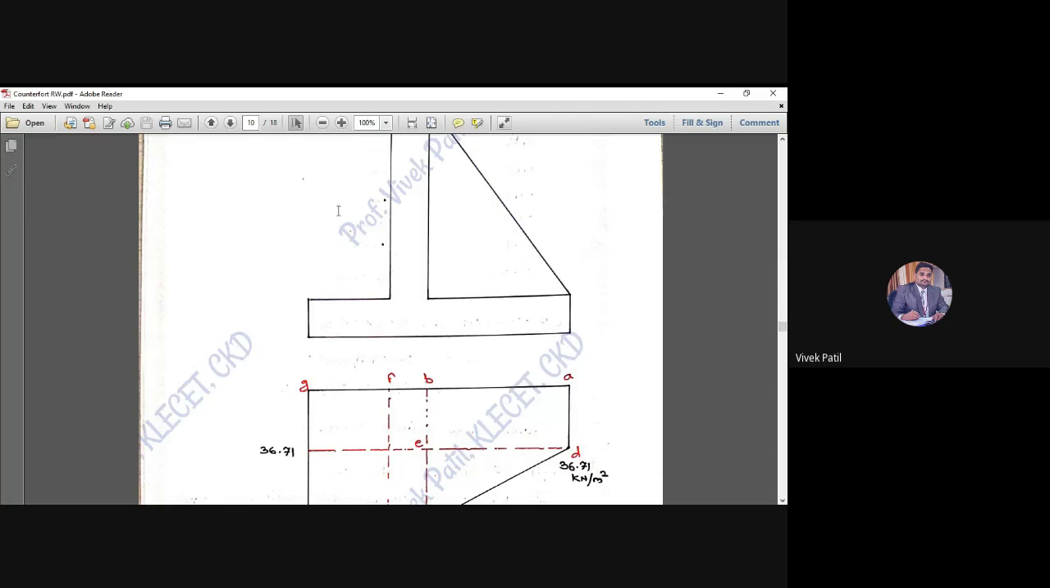Point 985 into 1 into 18 is the density. That will be your load. So what is the load? 17.73. So where will it be acting from this face?